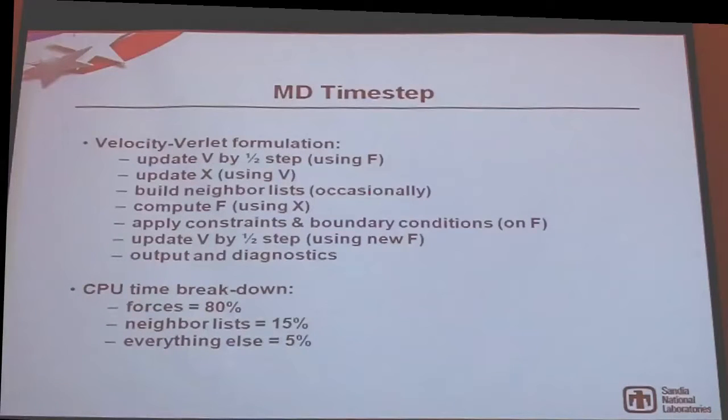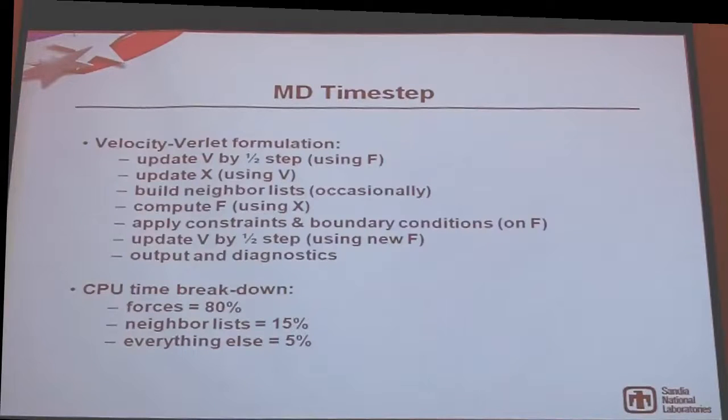So for the molecular dynamics time step, we typically would use the velocity Verlet time stepping formalism, where we update the velocities by half a time step, update the positions using that velocity, recompute the neighborhood list if necessary, compute the forces at the new positions, and then apply any constraints or boundary conditions. So we add those onto the force, update the velocity by the second half of the time step, and then output any diagnostics that we care about.